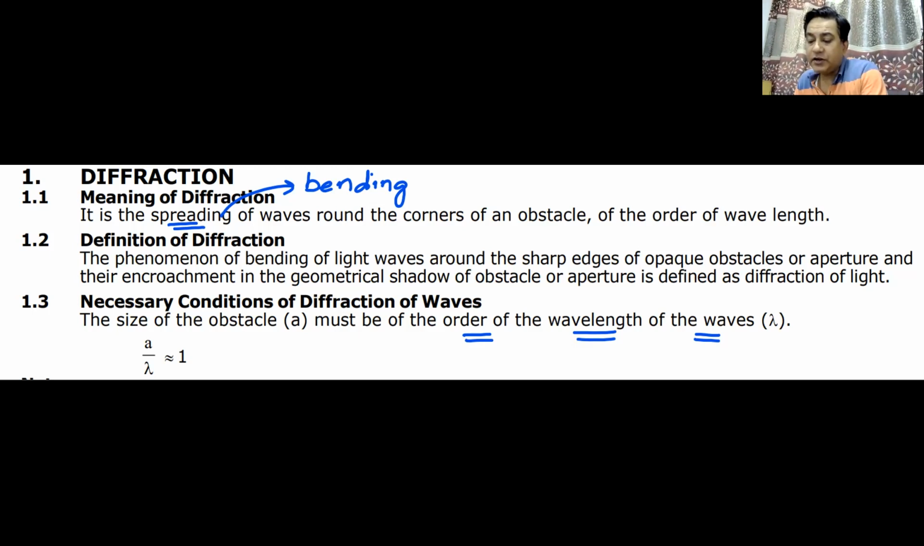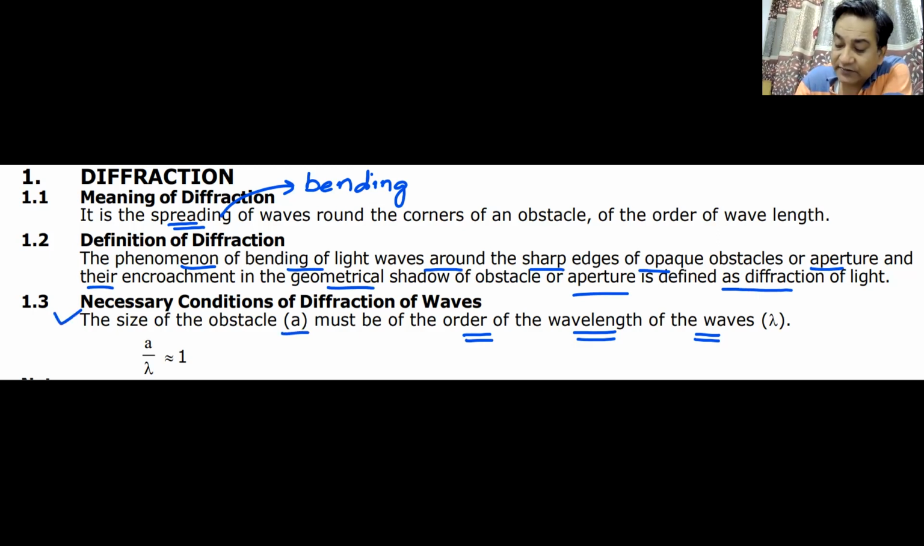This phenomena of bending or spreading of light waves, or any wave for that matter, here we are dealing with light waves. Any wave, when it encounters an obstacle, the phenomena of bending of light waves around the sharp edges of an opaque object or aperture or an obstacle is known as diffraction. And you must remember the size of the obstacle. If a is the size of the obstacle, a by lambda, where lambda is the wavelength of the wave that we are talking about, a by lambda should be approximately equal to 1. Then only the phenomena of diffraction happens.